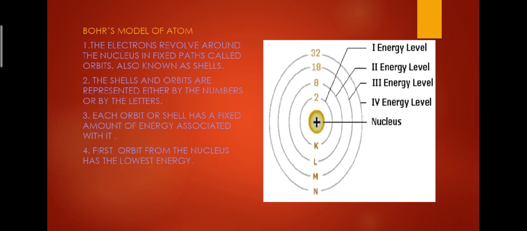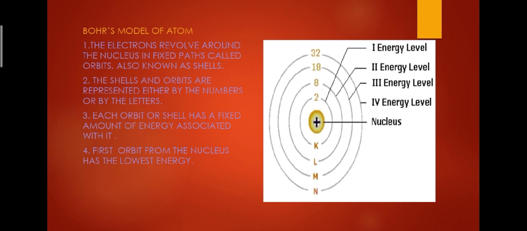Each orbit or shell has a fixed amount of energy associated with it. Thus the shells are also known as energy levels or energy shells. As you can see here, this is the K, L, M, N naming of the shells. This 2, 8, 18, 32 is the electronic configuration. Don't go for this 2, 8, 18, 32 right now. We can call K as 1, L as 2, M as 3 and N as 4.